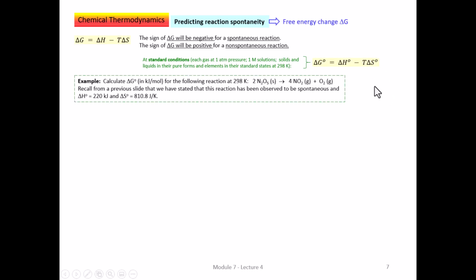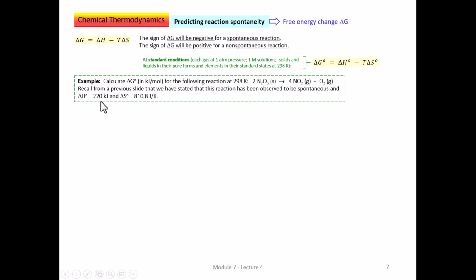Let's calculate the standard free energy change in kilojoules per mole for the following reaction that we've looked at before. This was the decomposition of solid N2O5 to nitrogen dioxide and oxygen. And if you recall from a previous slide, we said that this reaction's been observed to be spontaneous, so we expect deltaG to be negative.